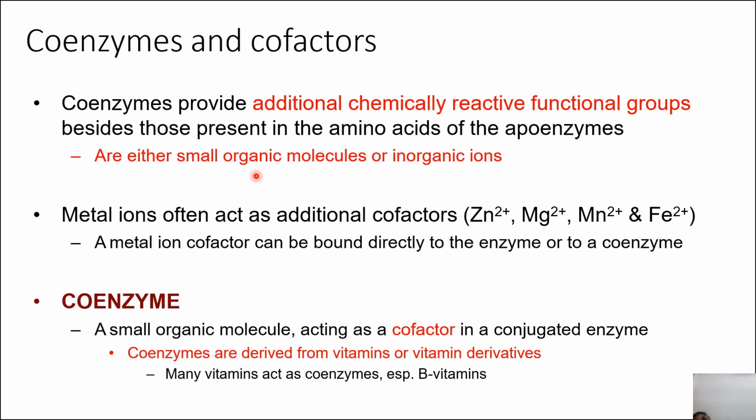So cofactors provide additional chemically reactive functional groups besides those present in the amino acids. They are either small organic molecules or inorganic ions. Metal ions often act as additional cofactors, like zinc, magnesium, manganese, iron. A metal ion cofactor can be bound directly to the enzyme or to a coenzyme. A coenzyme is a small organic molecule acting as a cofactor in a conjugated enzyme, as I said. And coenzymes are derived from vitamins or vitamin derivatives.